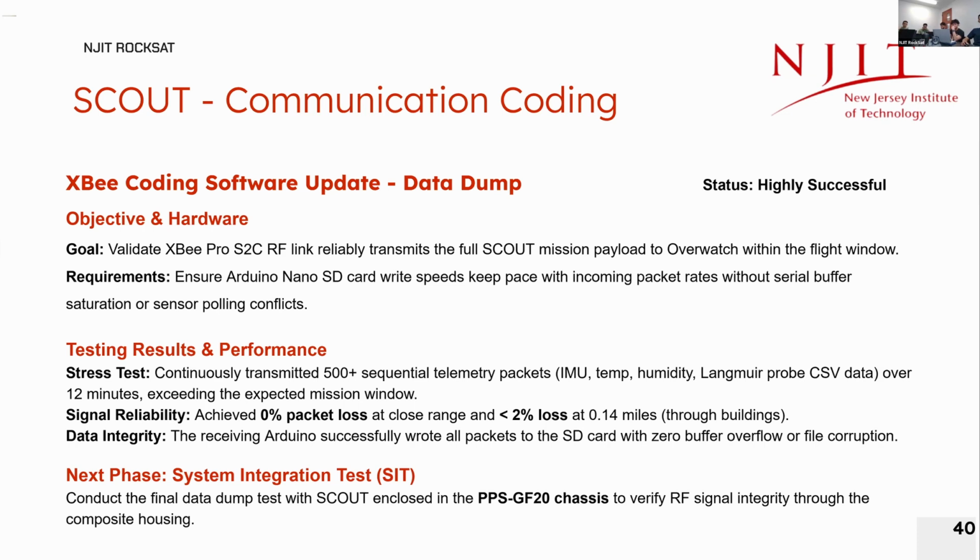For the results, during the stress test, we continuously transmitted 400 plus telemetry packets, IMU, temperature, humidity, etc., over 12 minutes, exceeding the expected flight window to further double down on our test. We achieved 0% packet loss at close range and less than 2% at 0.14 miles because we had buildings and concrete in the way.